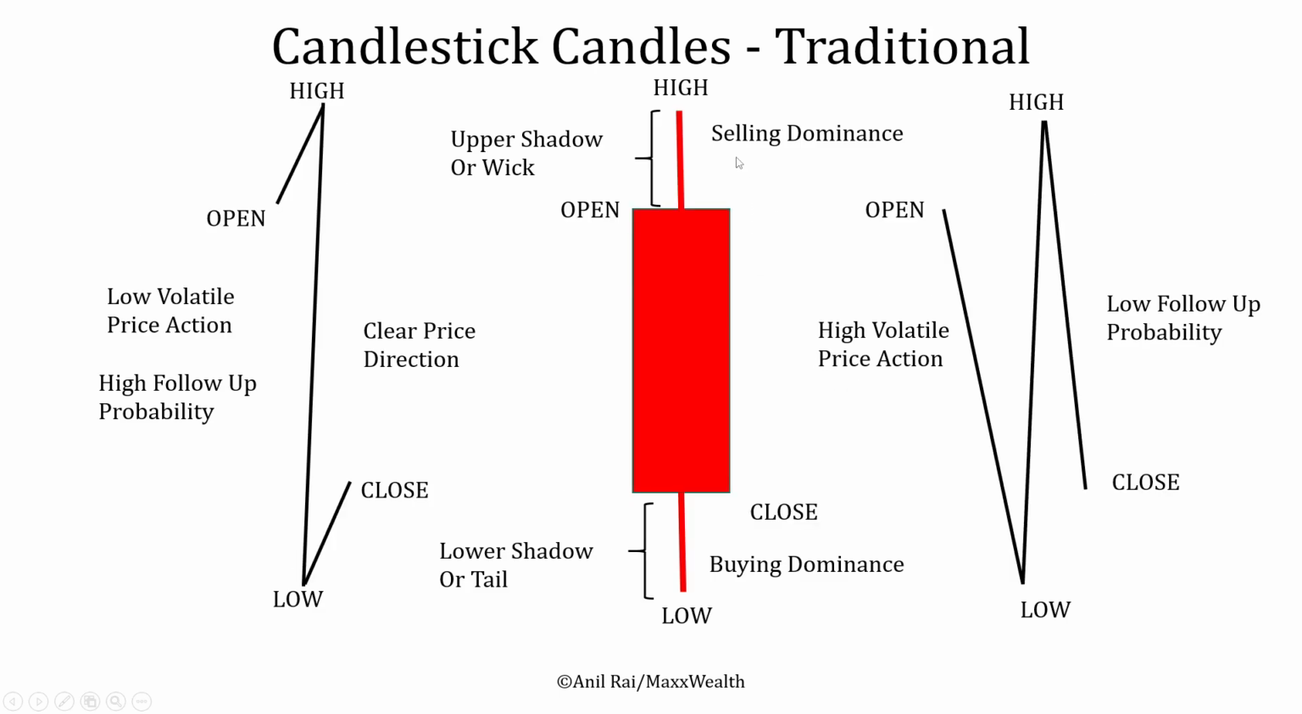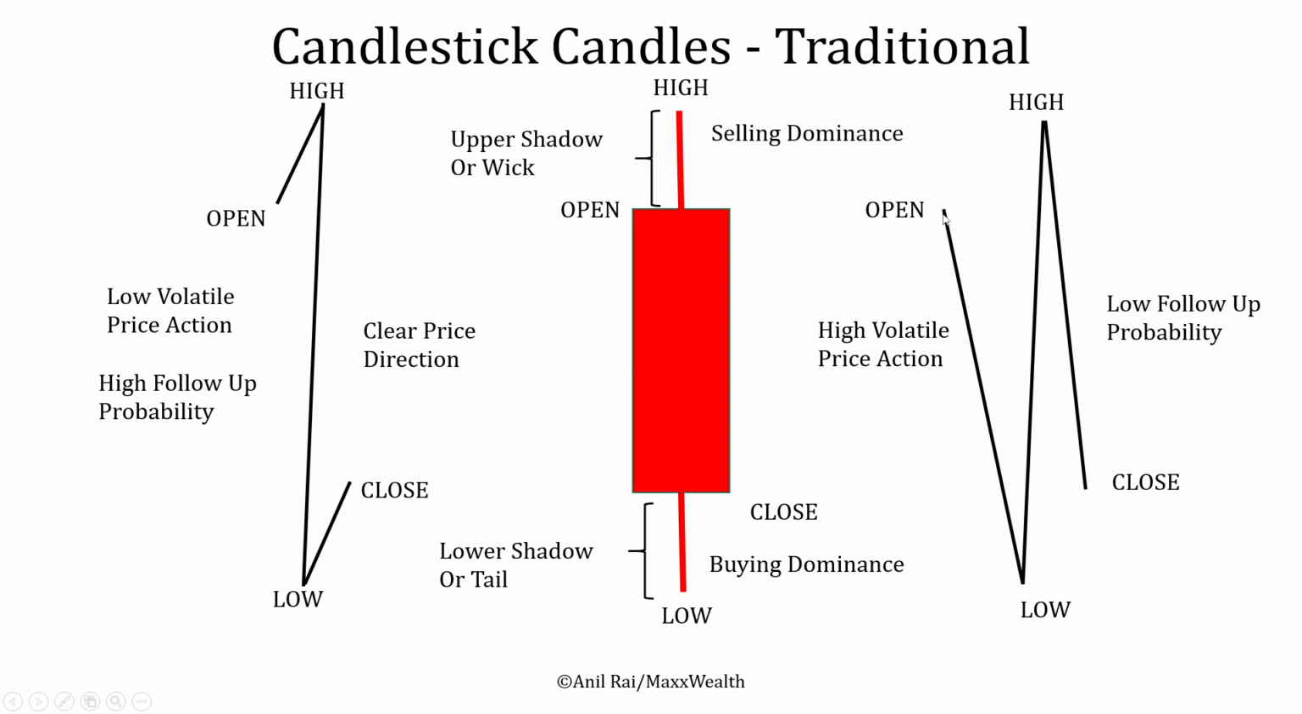Now let's see the bearish candle, in a bearish scenario, what happens? This is the selling dominance area, this is the buying dominance area. But since the body of the candle is red, both wicks will be red. Here the market opens, makes a new high, makes a new low of the day, and then closes here near the low. It's a clear direction price, low volatile price action, high follow-up probability.